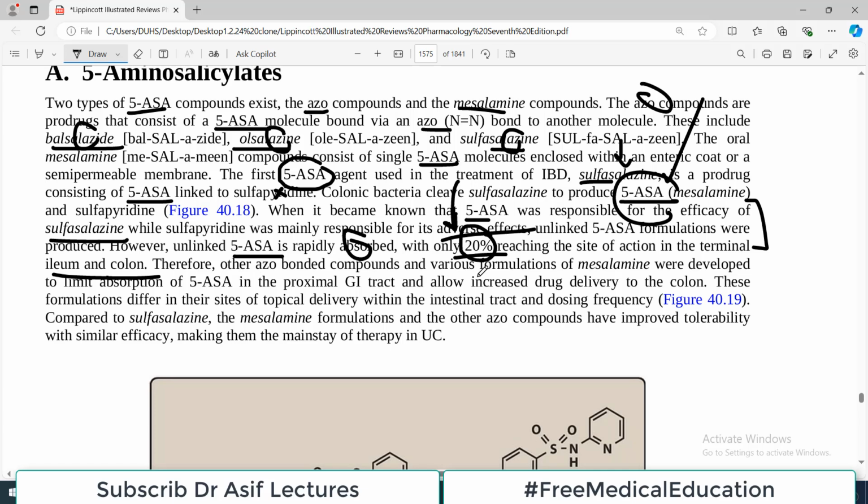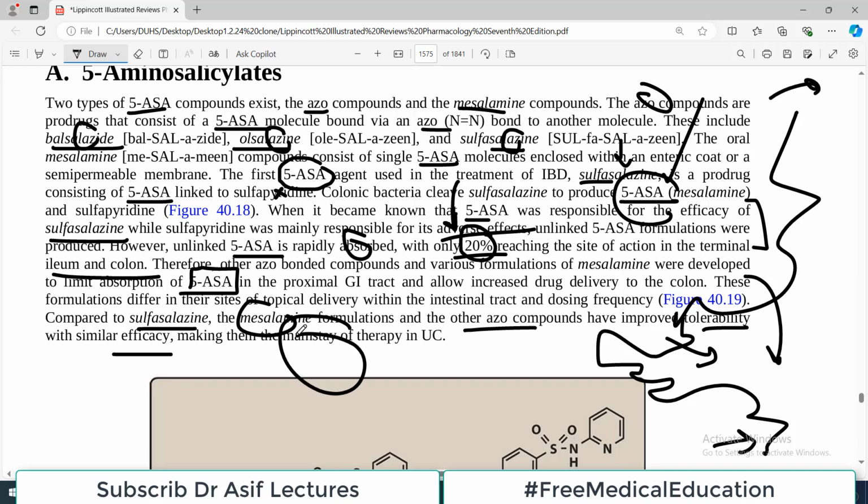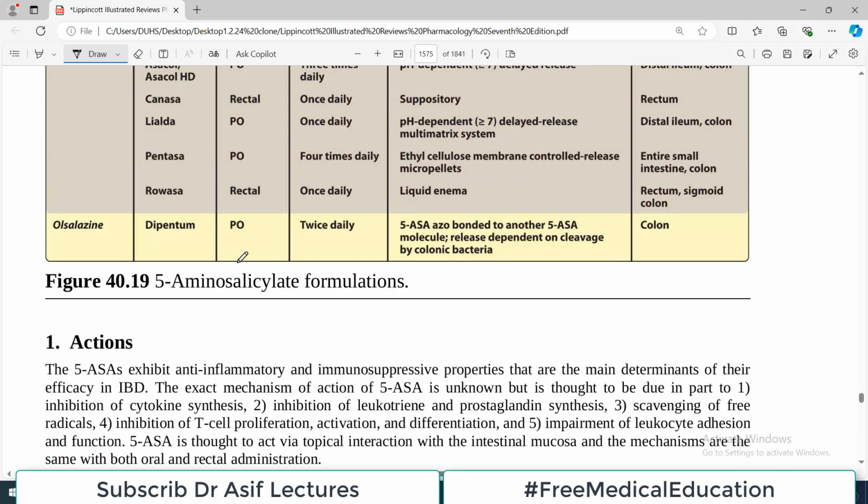Therefore, other azo-bonded compounds with various formulations were developed to limit the absorption of 5-amino salicylate. आप सोचें ना कि आपको ये पूरा oral cavity से लेके फिर stomach, फिर small intestine, large intestine तक पहुंचाना है basically इसको. तो इससे पहले अगर ये absorb हो रहा है intestine में, you don't want that. इसीलिए फिर इसका जो prodrug molecule था sulfasalazine, उसमें फिर modification करके नए drugs बनाए. So for example, compared to sulfasalazine, mesalamine formulations and other azo compounds have improved tolerability with similar efficacy, and now they are the mainstay for the therapy. So that's all important discussion for your exams, okay?